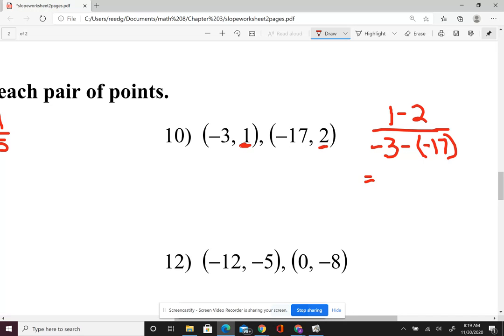So 1 minus 2 is a negative 1. Negative 3 minus a minus 17, that's going to be a plus 17. Negative 3 plus 17 is a positive 14.